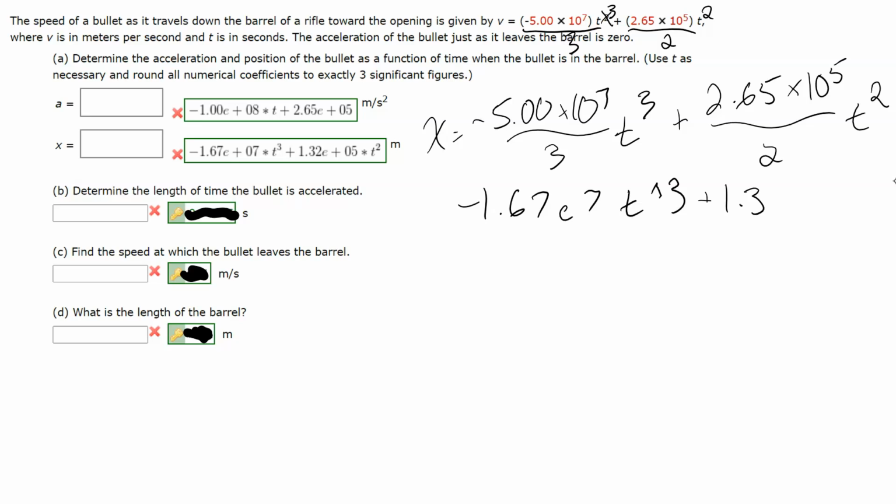1.33 E, or sorry, E5, not E10, E5, then t caret 2, as it goes into that equation box. That would be the way that you can answer these first parts for part A. This would give you a function for the position and a function for the acceleration.